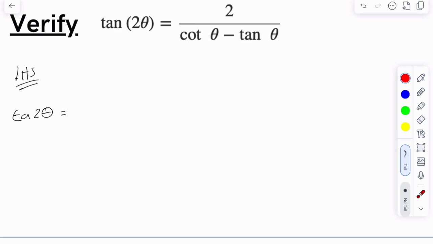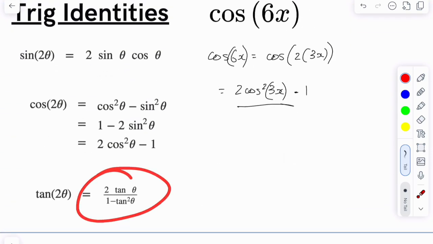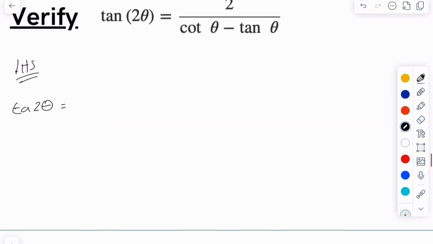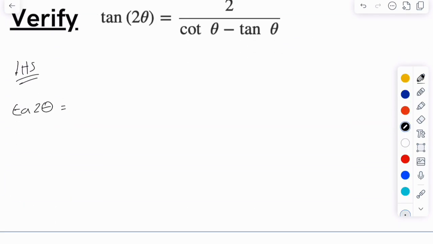Now if we go back up, tan 2 theta is equal to 2 tan theta over 1 minus tan squared theta. So tan 2 theta is equal to 2 tan theta over 1 minus tan squared theta. Right? Brilliant. So where can we go from here? Remember what we need to get to. We need to get to 2 over cot theta minus tan theta. Right?